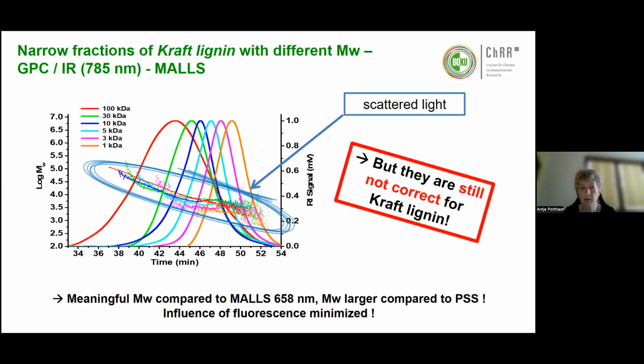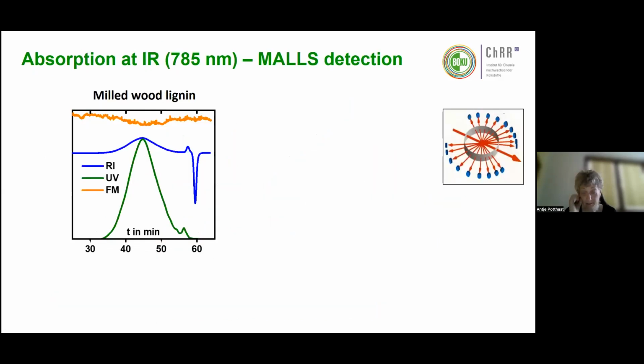Unfortunately, it's still wrong. And this is now not so easy to see anymore, because what we don't see in this plot is that our lignins also show absorption. How can we see that? Now, that's a bit more complicated, but what we can do basically is monitor here the forward laser.